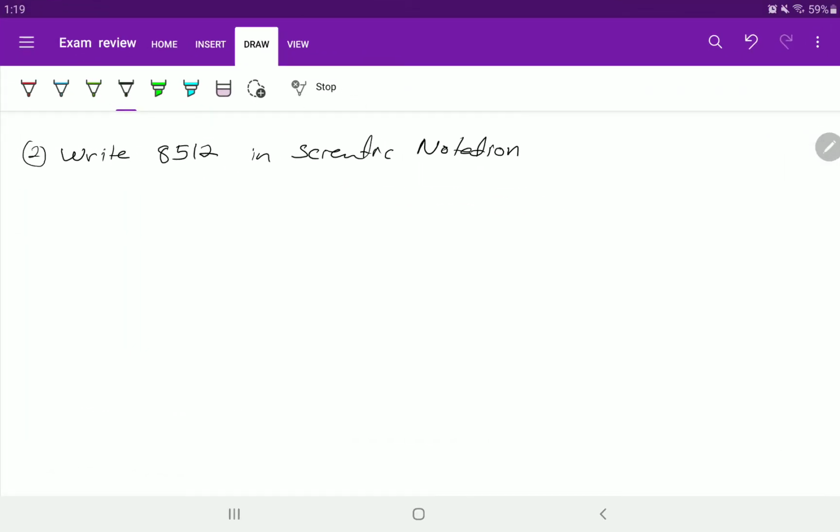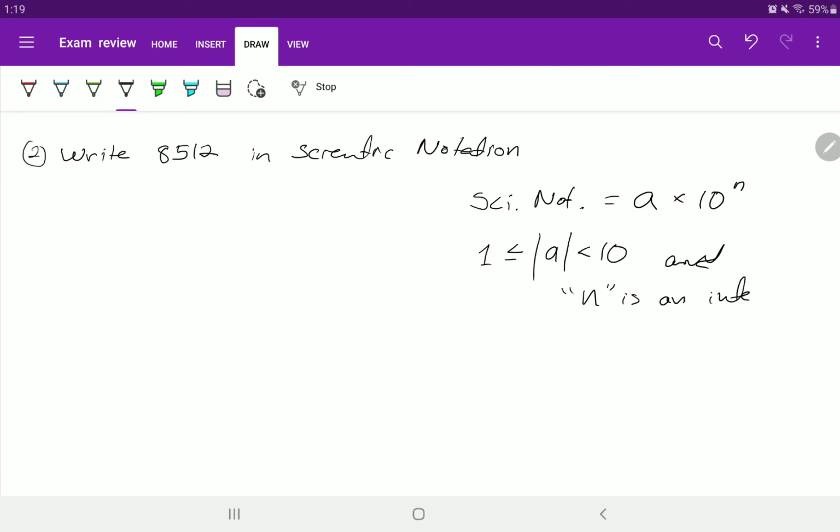Now, scientific notation is in the form, I'm going to abbreviate it, SCINOT, of A times 10 to the power of n, where the absolute value of A is a value that's between 1 and 10. This does not include 10. And n is an integer, which is a positive or negative number, which includes 0 as well, that is in the form of a whole number. So this is how we're going to approach scientific notation.